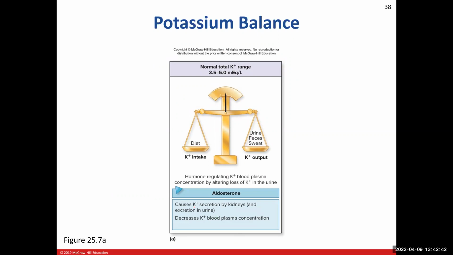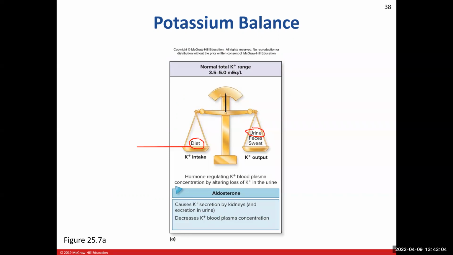But again, we're looking at our potassium balance here, right? How do we take in potassium? Pretty much through the diet, through the food that you take, or even maybe some supplements that you are taking. And then, of course, the majority of potassium is lost through our urine, but we'll also lose it through feces and our sweat.